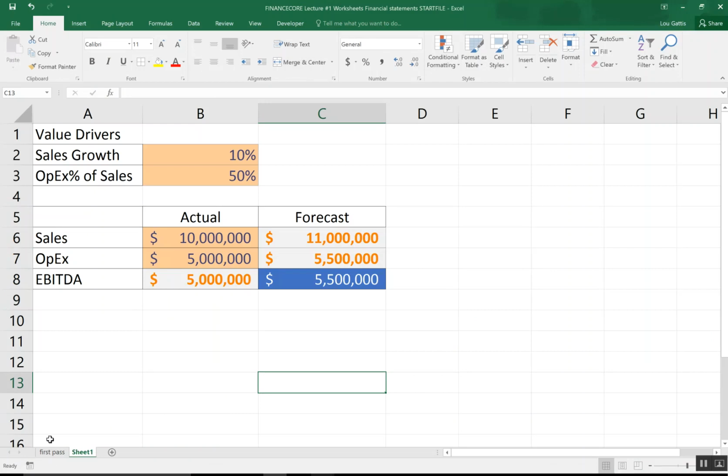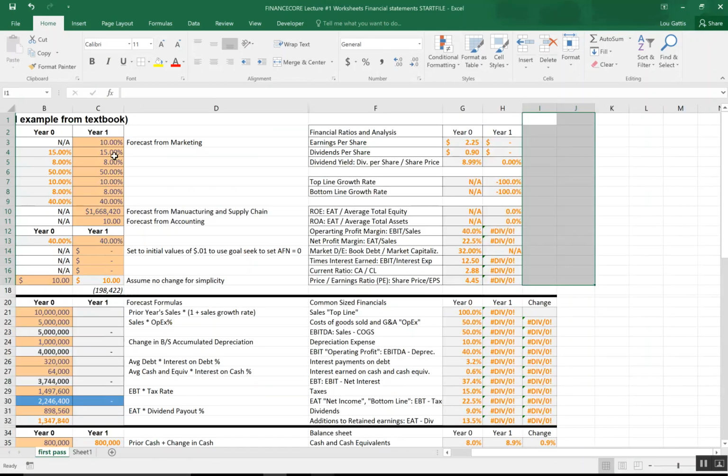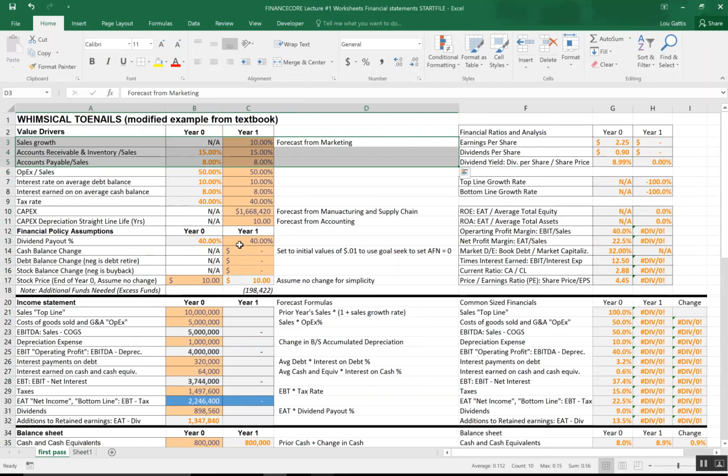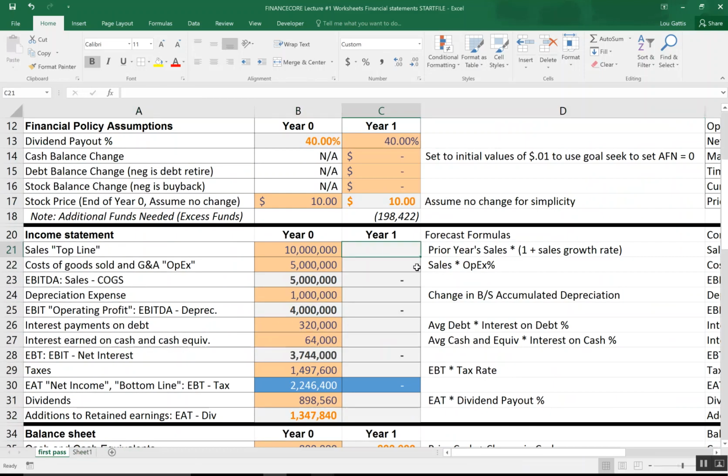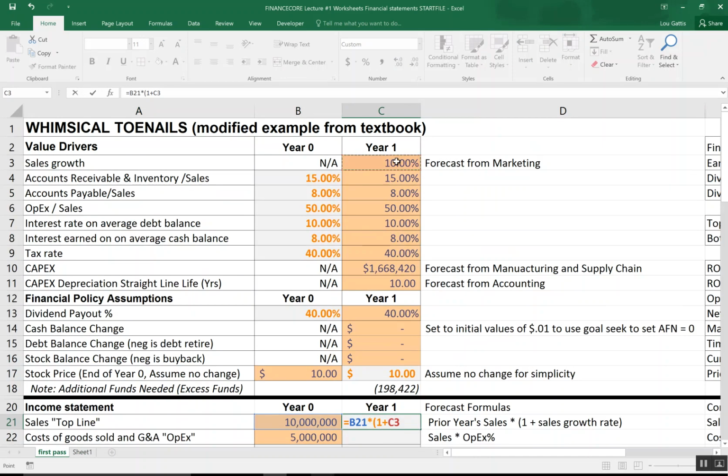And I'm going to go to the First Pass tab. And here's what we just looked at. So let's go ahead and build our financial statements. Sales, year one, are going to be historical sales times 1 plus sales growth. $11 million.